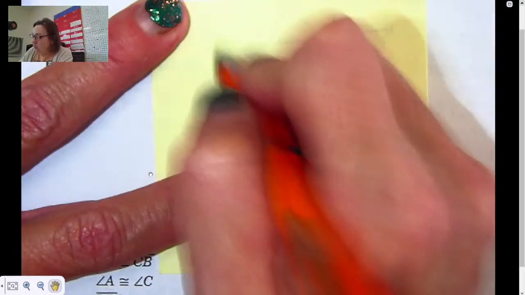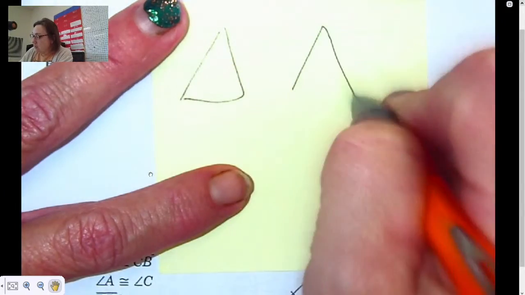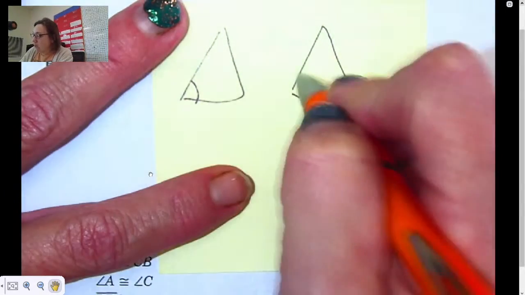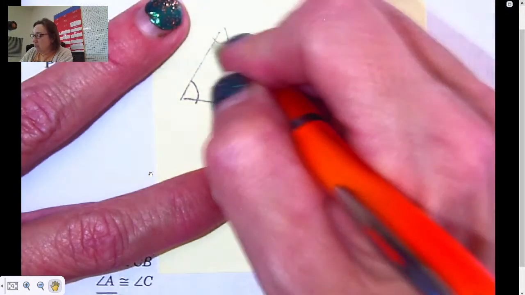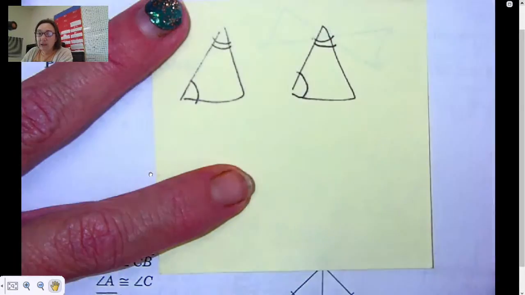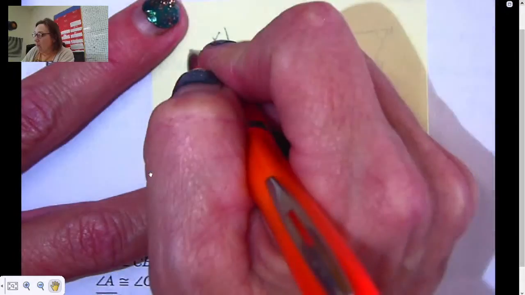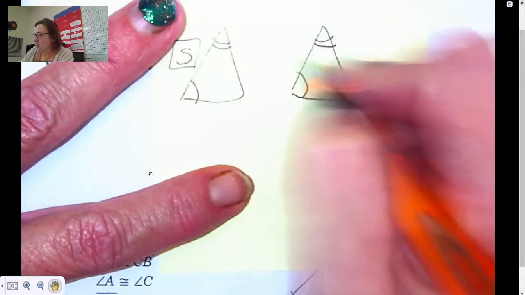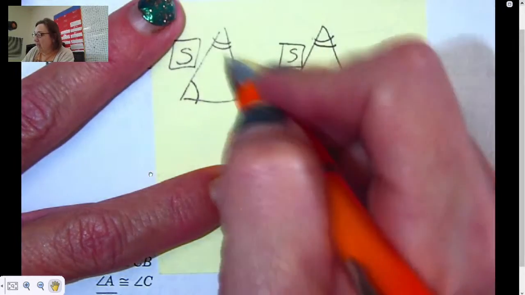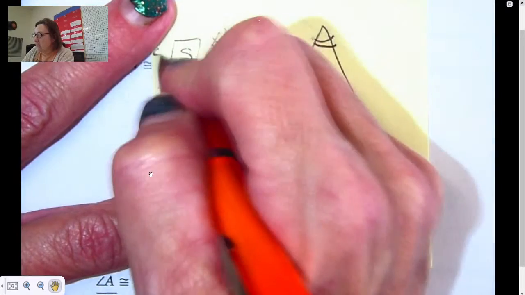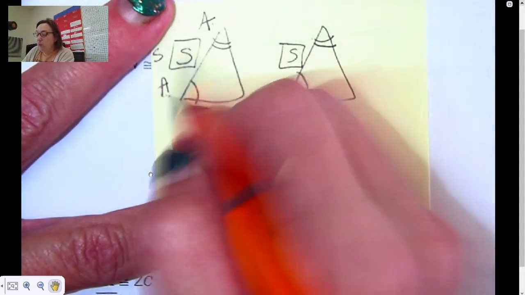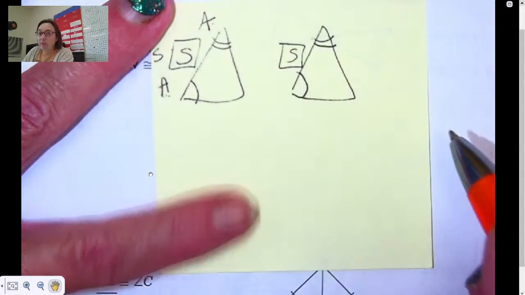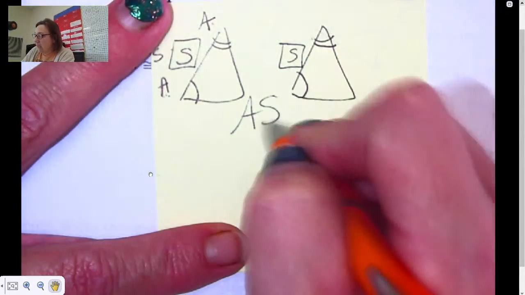So if you've got two triangles and you know that this angle is congruent to this angle and this angle is congruent to this angle, right? If you know that this side is congruent to this side, that is angle, side, angle, because the angles bookmark that side, okay? Angle, side, angle.